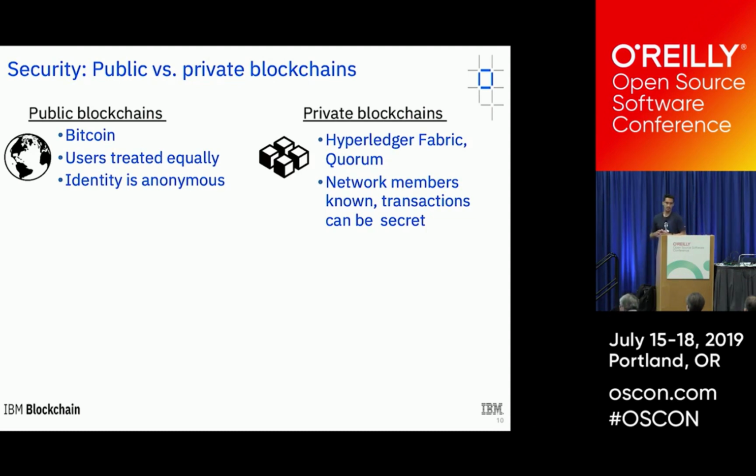Identity is also anonymous in a public network, so that's something you have to keep in mind. In a private network, whether that's Hyperledger Fabric, Quorum, or other private networks, the members are known, you can keep transactions secret, and you can have different access control rules for different participants. So I think what it really boils down to, whether you want to implement a private or a public network, is how you want to manage identity. Does your use case need anonymity, or do you have to know the participants?